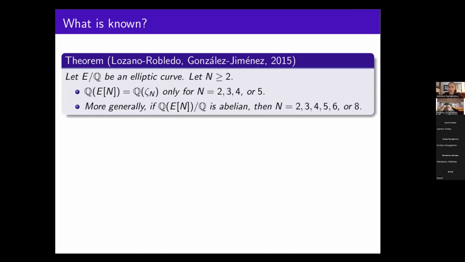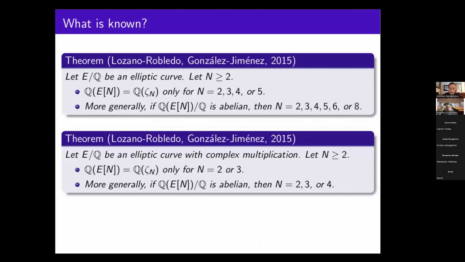Lozano-Robledo and Gonzalez-Jimenez study this for just elliptic curves over Q, and the nth division field equals the nth cyclotomic field only for n equals 2, 3, 4, or 5. And more generally, if this extension is abelian, then n is 2, 3, 4, 5, 6, or 8.